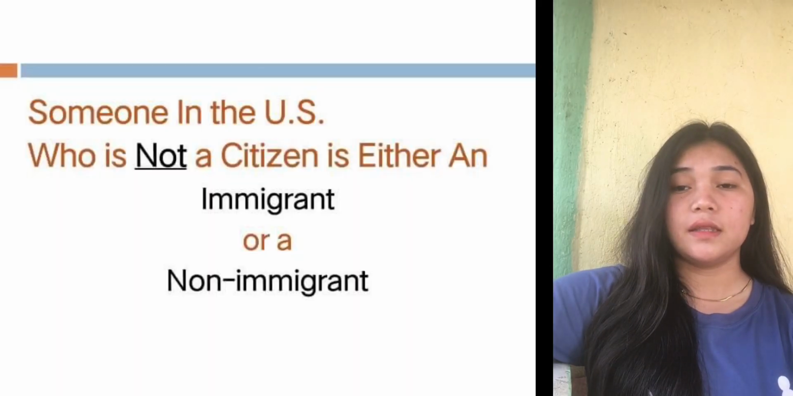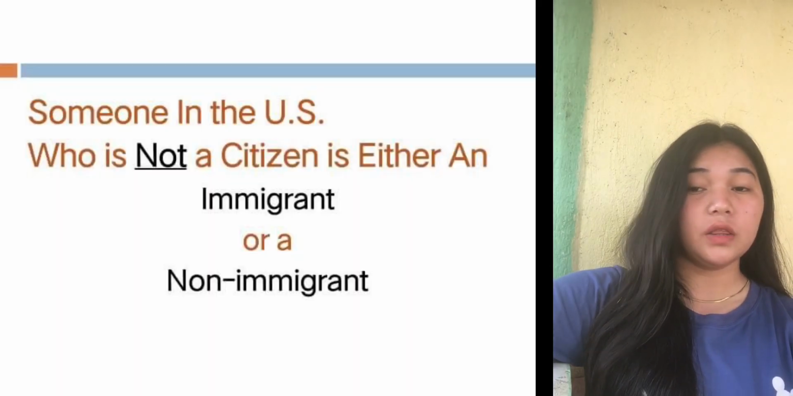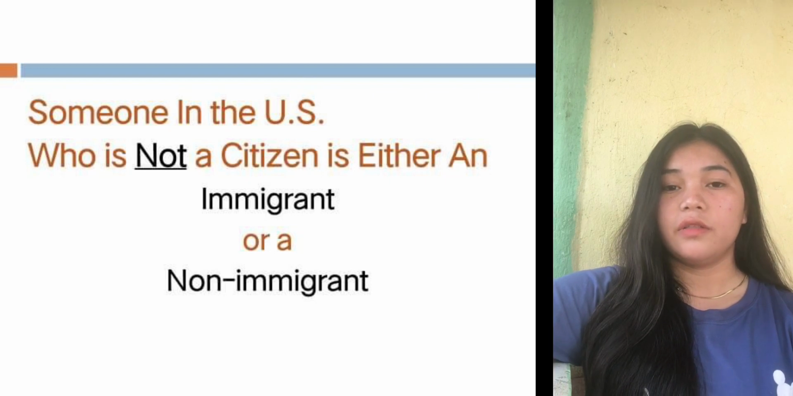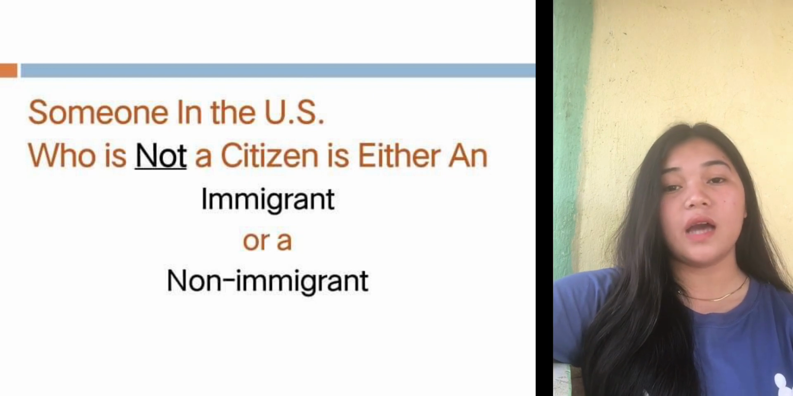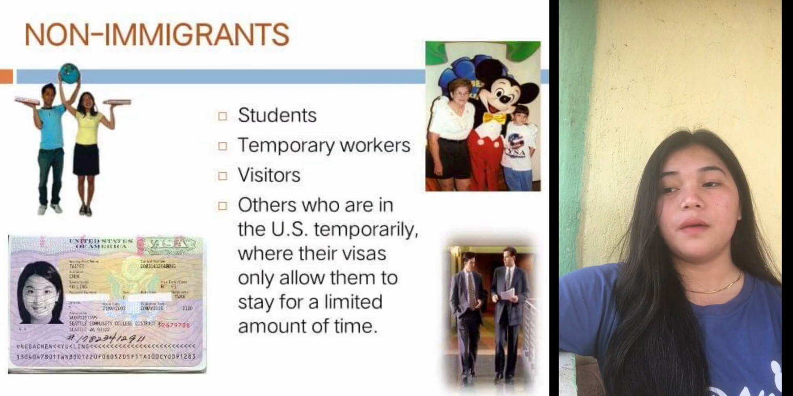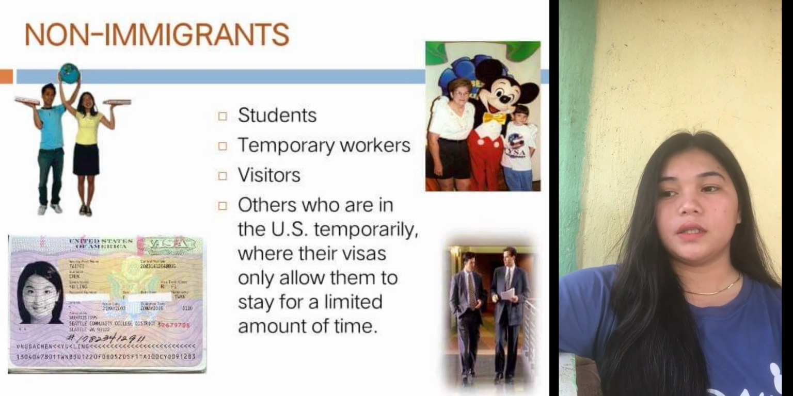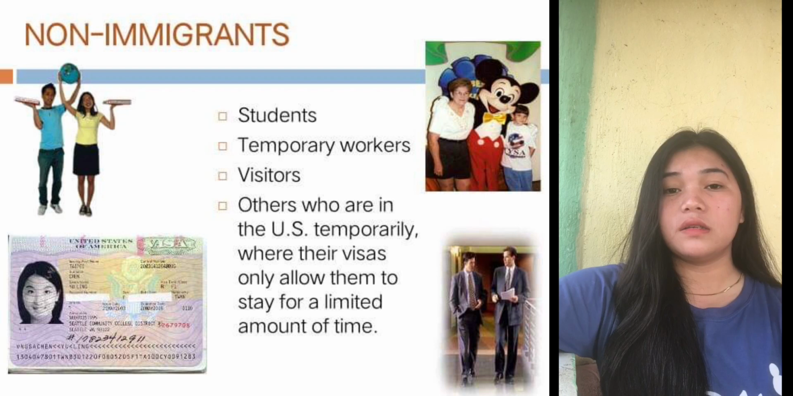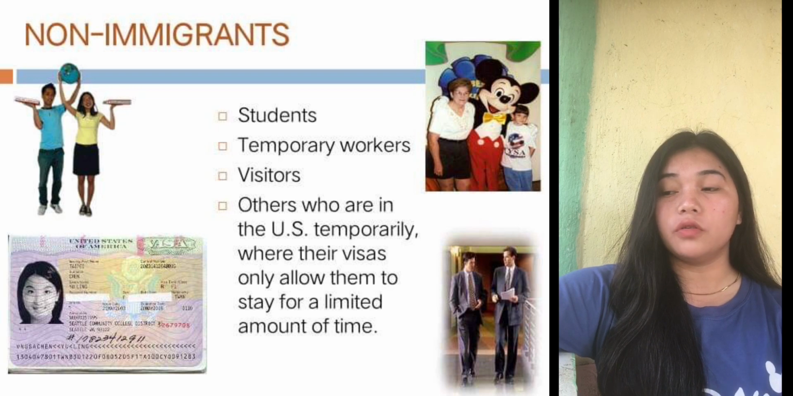Whoever is not a citizen is either an immigrant or a non-immigrant. I will identify the immigrant and non-immigrant according to their categories and path to becoming a citizen in the United States. Some non-immigrants are students, temporary workers, visitors, and others who are in the United States temporarily, where their visas only allow them to stay for a limited amount of time.